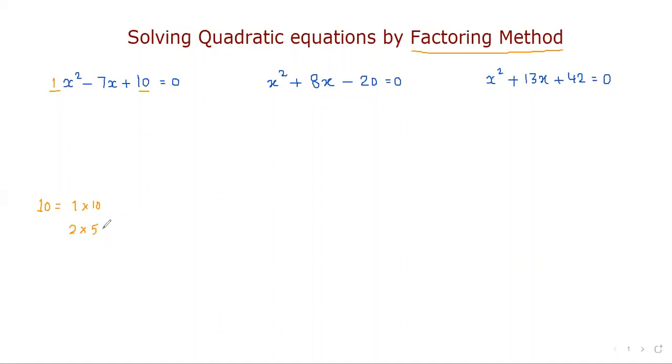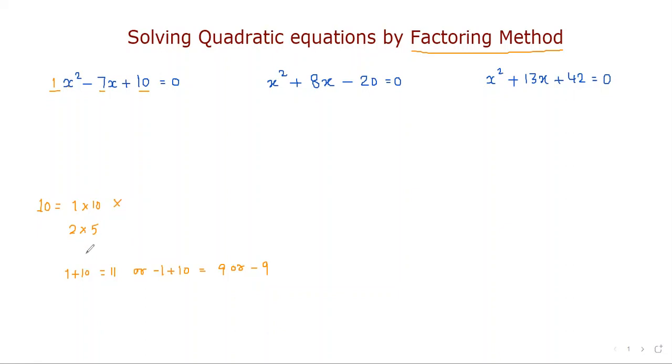Now out of these two pairs, we have to choose the one which will add or subtract to make the coefficient of x, which is negative 7. If I try with 1 and 10, 1 plus 10 will make 11, or 1 minus 10, if I subtract, in either form it will make 9 or negative 9. Even if I change the signs, it will not work because we want negative 7. So this pair is rejected.